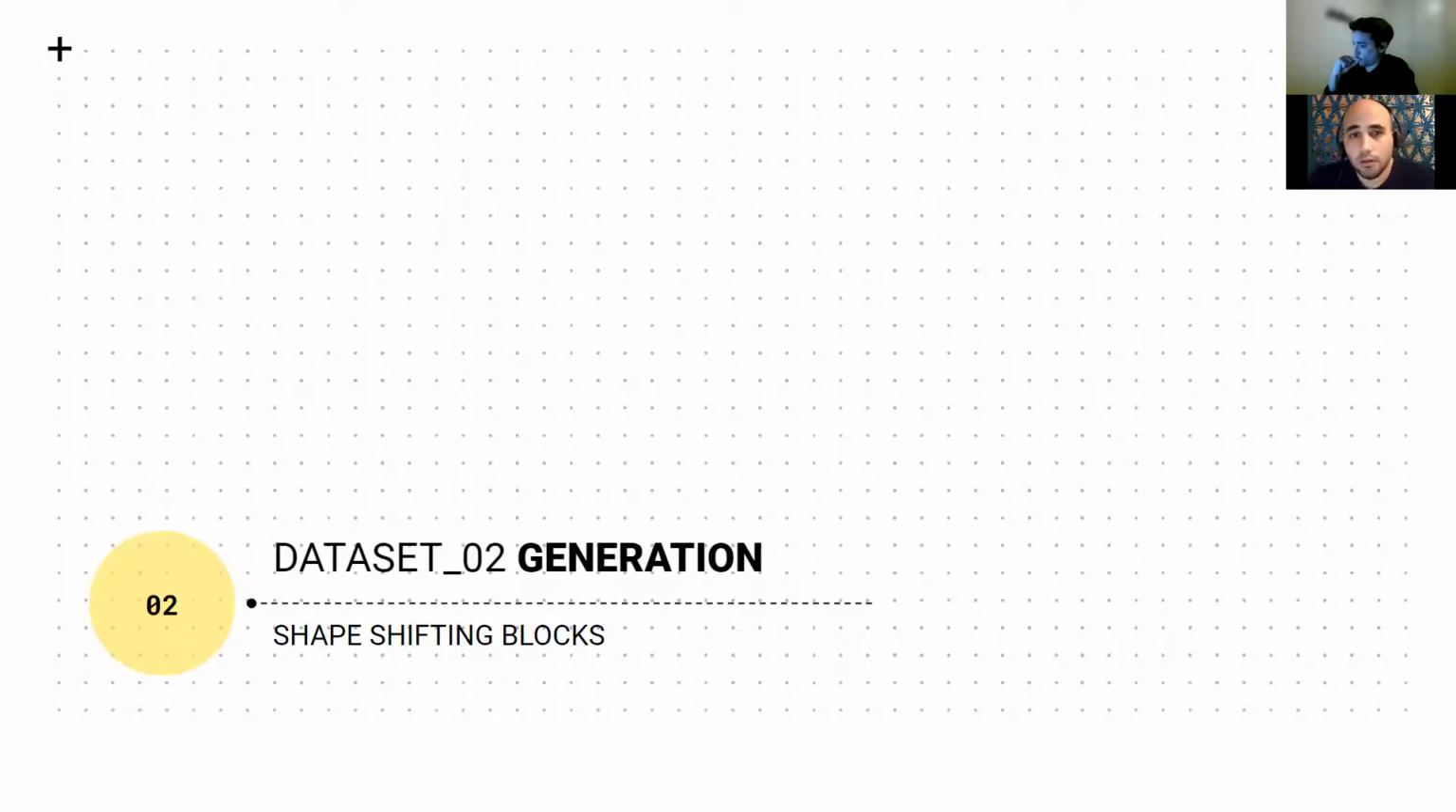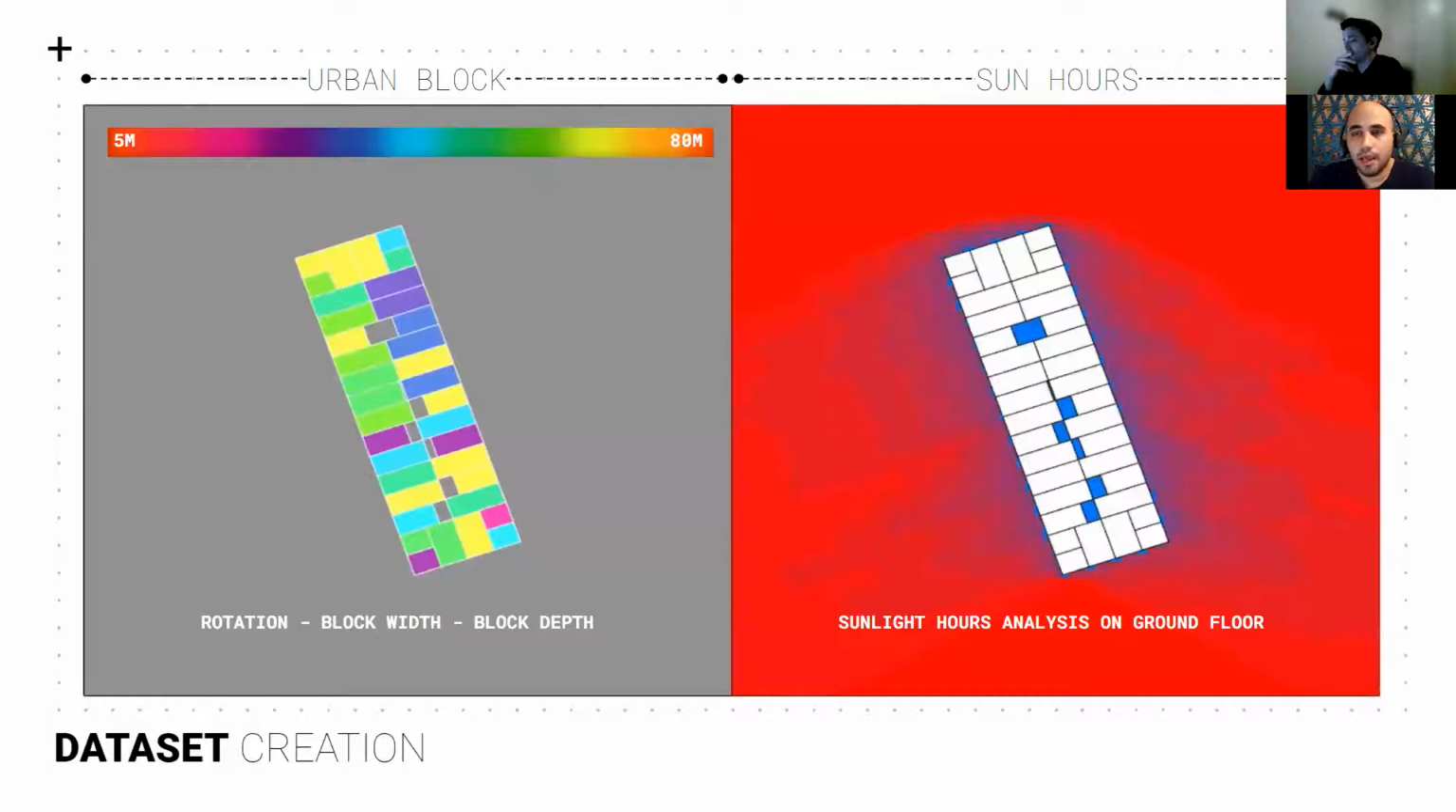Because our final goal of this project is to predict sun hours for real urban blocks, we started to generate a different data set where we have another 1,000 images. And in this data set, we are generating urban blocks where we have different features.